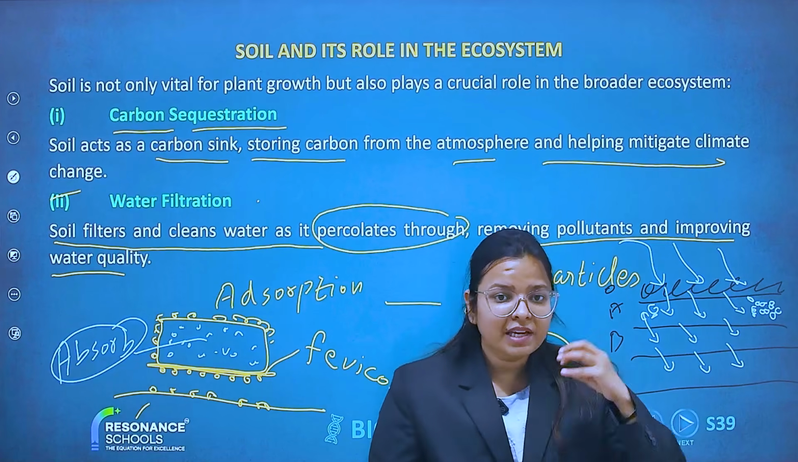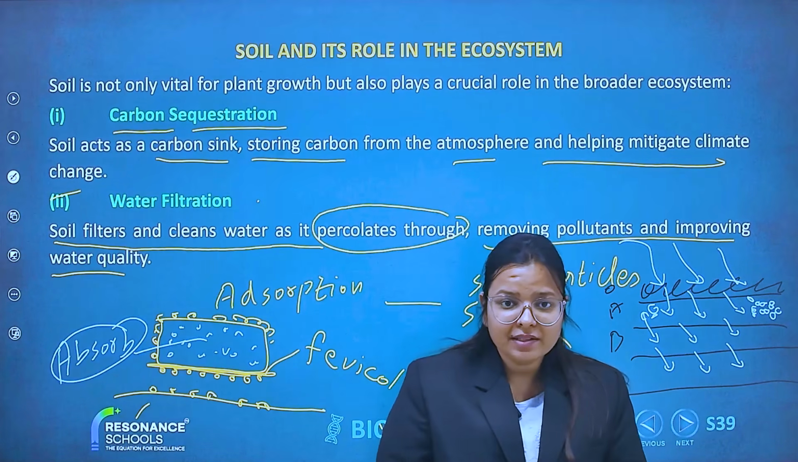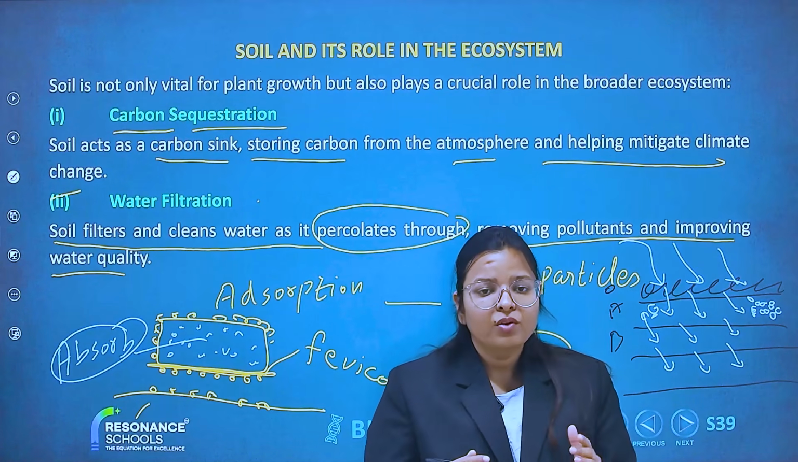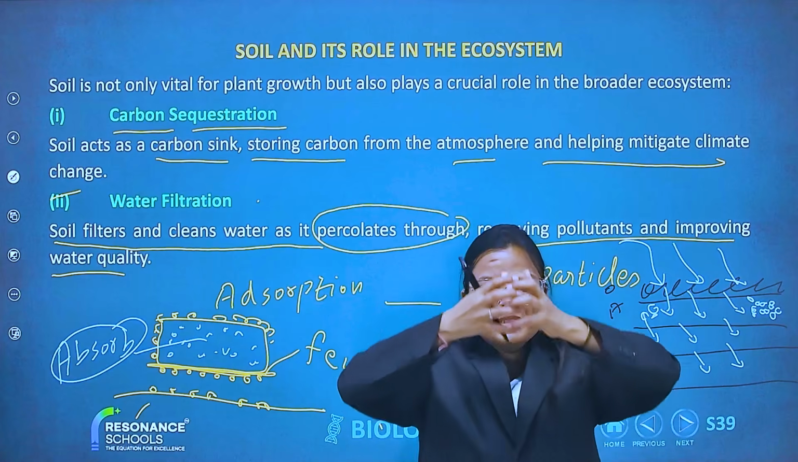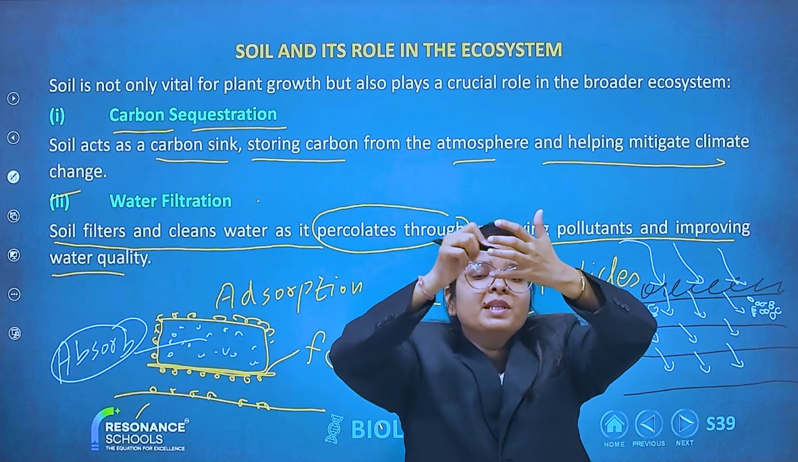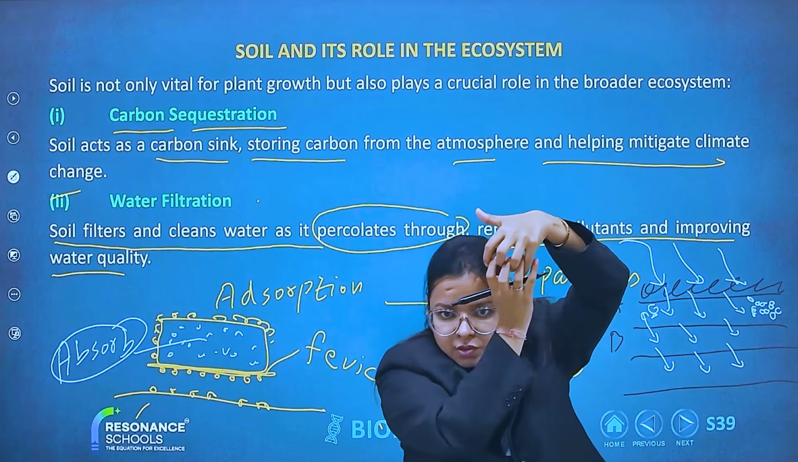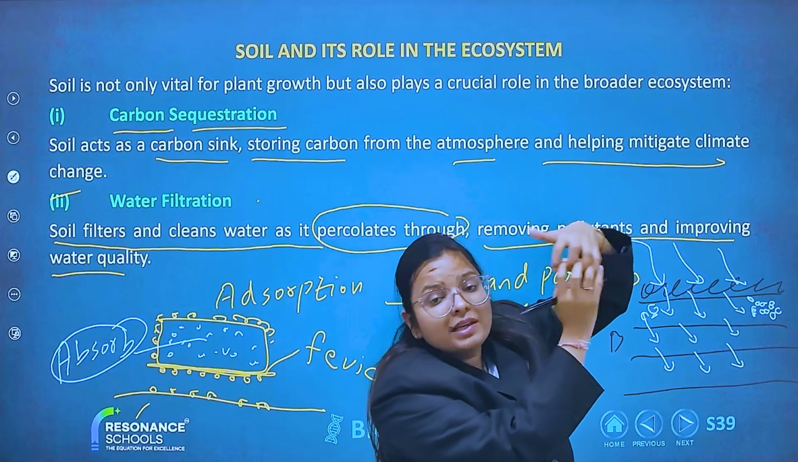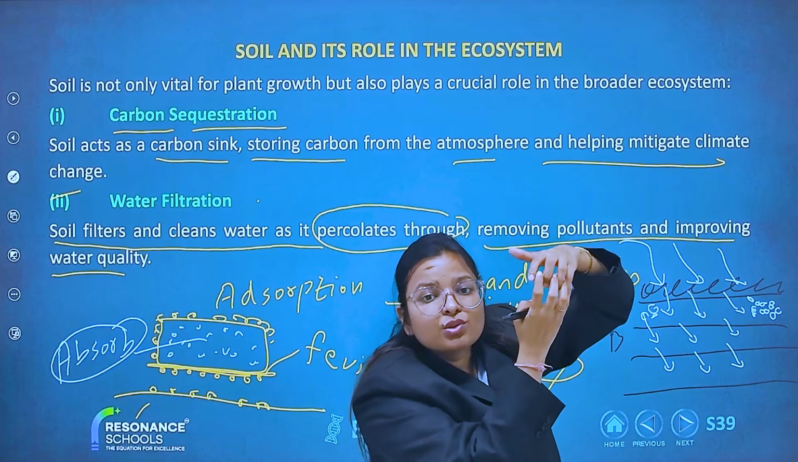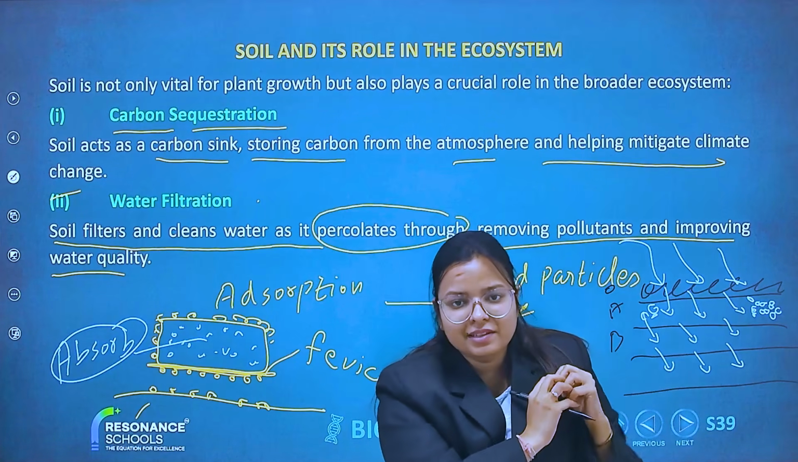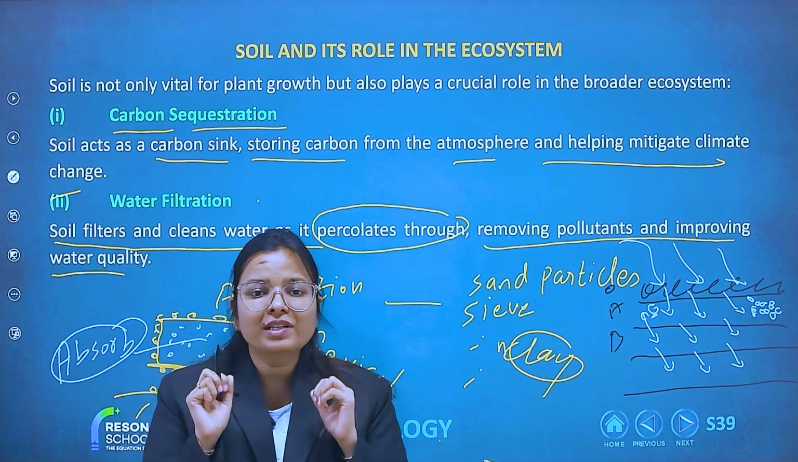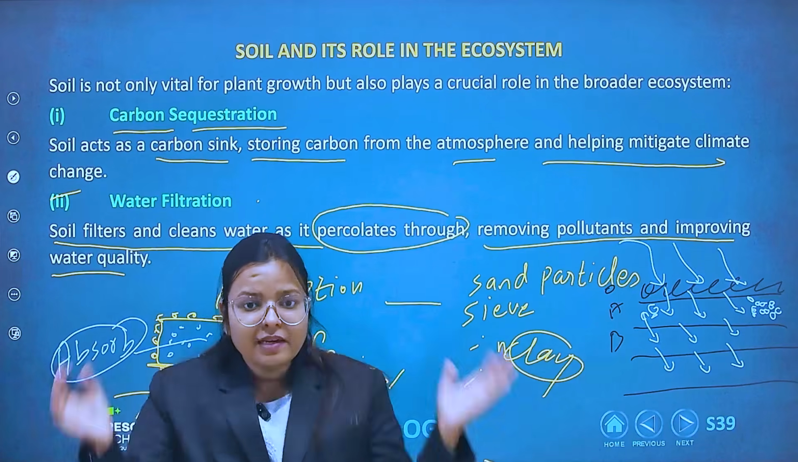We have silt particles, we have sand particles, we have clay particles. So every particle is doing its job. Sand particles are filtering. What are sand particles doing? Let's say this is your sieve. You use a sieve, right? So whatever pores are forming here because of sand particles, larger particles cannot go through these pores. So sand particles are functioning like that. They are acting like filtration because they remove the larger particles. They act as a larger sieve.